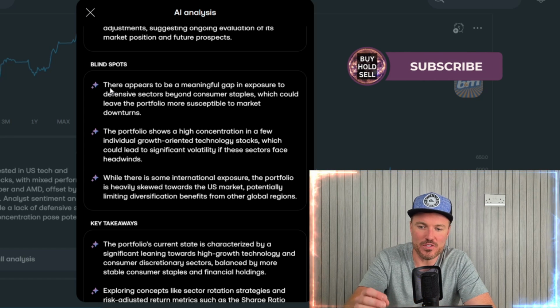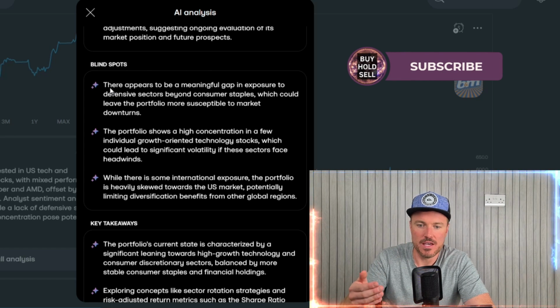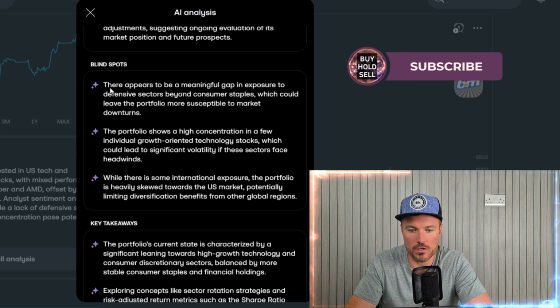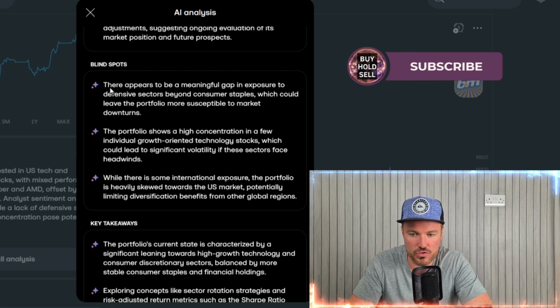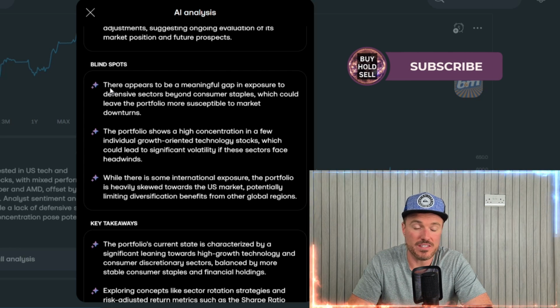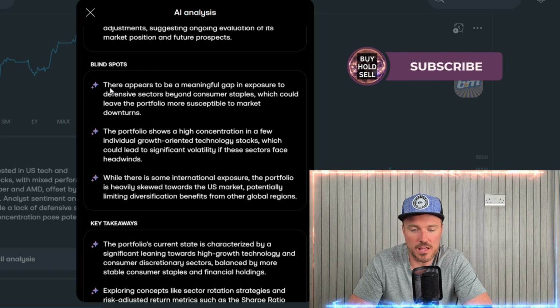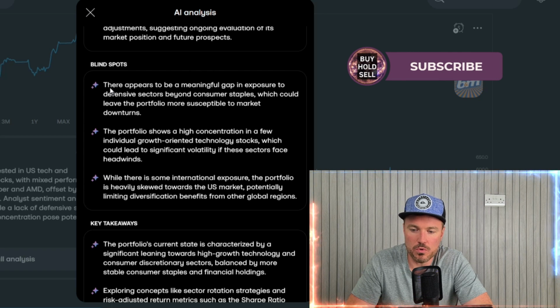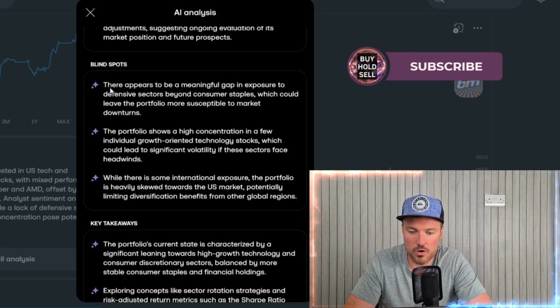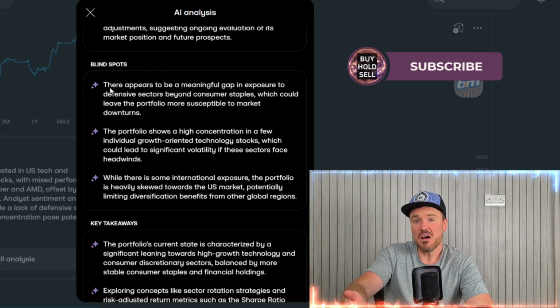As it says here, there appears to be a meaningful gap in exposure to defense sectors beyond consumer staples, which could leave the portfolio more susceptible to market downturns. The portfolio shows a high concentration in a few individual growth oriented technology stocks, which could lead to significant volatility if these sectors were to face headwinds. Fair enough, yeah, said that earlier. While there is some international exposure, the portfolio is heavily skewed towards the US market, potentially limiting diversification benefits from other global regions. Yeah, fair enough.